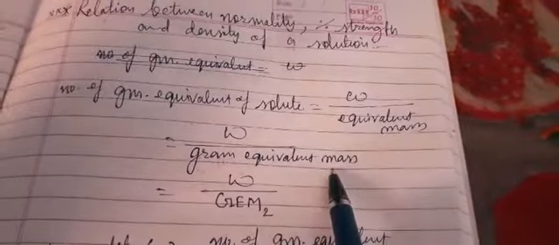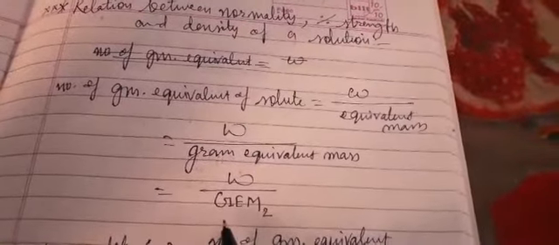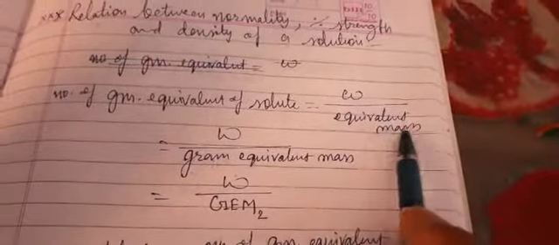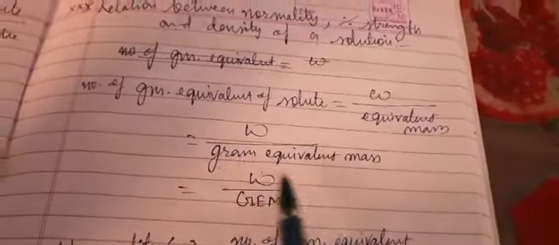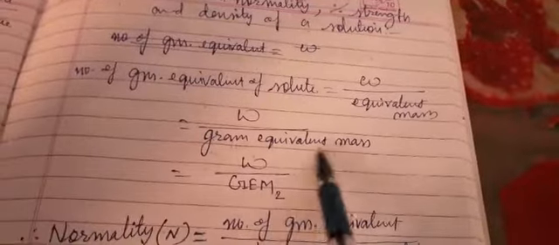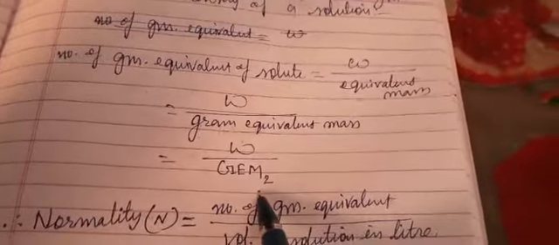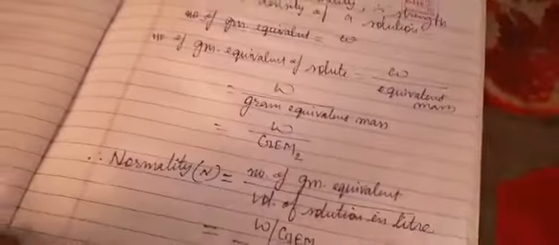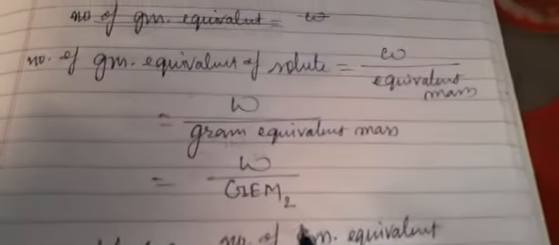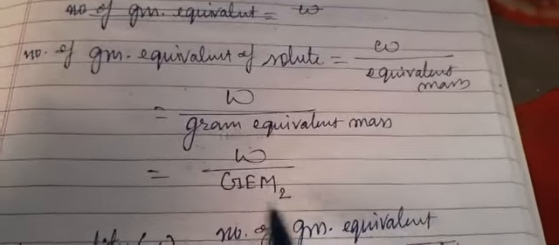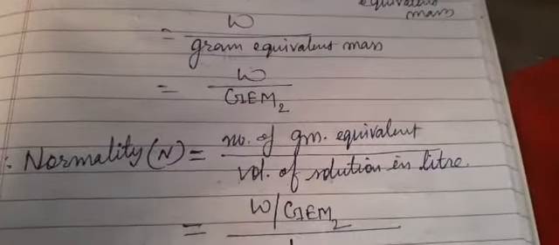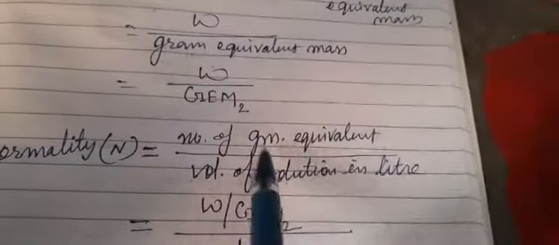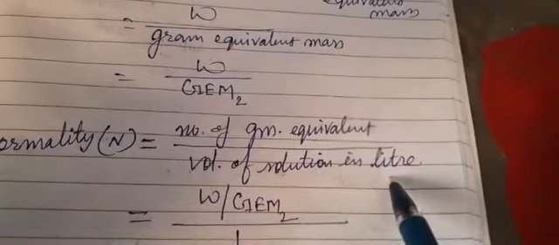So the number of gram equivalents is W by GEM, where gram equivalent mass is expressed as GEM. When equivalent mass is expressed in gram, it is called gram equivalent mass. The subscript 2 is given because we are making a calculation for the solute; 2 indicates that it is for the solute, not for the solution. So the number of gram equivalents is W by GEM2. Now for the normality, what do you need? The number of gram equivalents and the volume of the solution in liters.